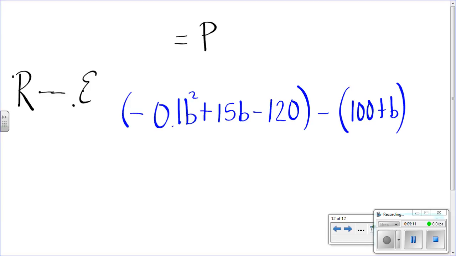Alright, what do you got? Combine two. No one knows what it simplifies to?